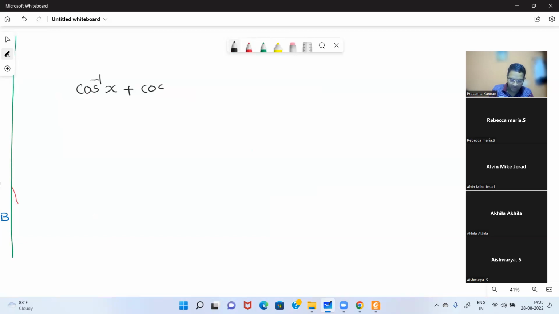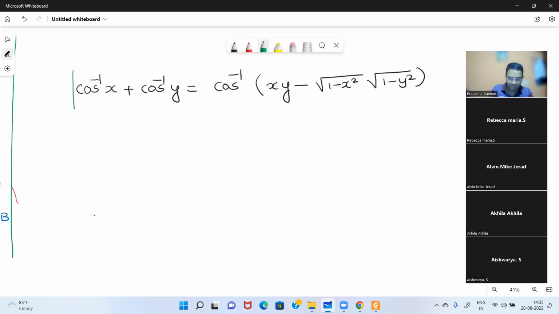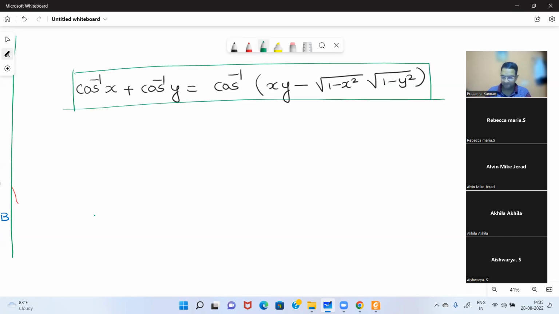Prove that cos inverse of x plus cos inverse of y is equal to cos inverse of xy minus root of 1 minus x square into root of 1 minus y square. Let's see. Let x be equal to cos A and let y be equal to cos B.